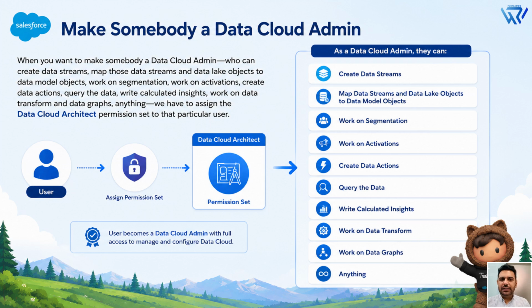When you want to make somebody a Data Cloud admin who can create data streams, can map those data streams and data lake objects to data model objects, can work on segmentation, can work on activations, can create data actions, can query the data, write calculated insights, work on data transform, data graphs, anything, we have to assign the Data Cloud Architect permission set to that particular user.